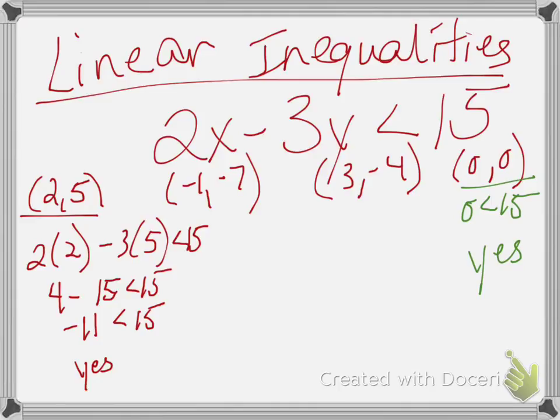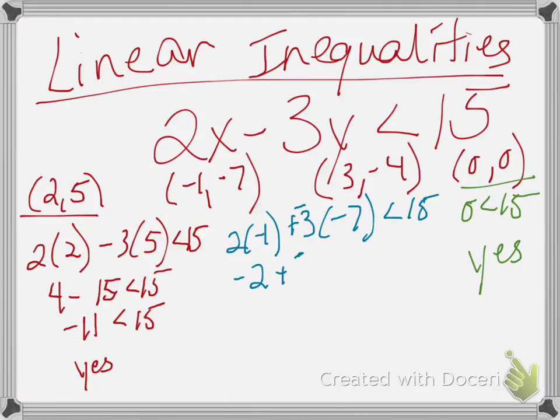All right, so now we have to do the middle two. So I've got 2 times negative 1 minus 3 times negative 7 is less than 15. So that's negative 2 minus, or plus. Well, we're going to go ahead and KCO. Whoa, I just messed up. It's positive 21. That one's wrong. It's not going to be correct. 19 less than 15, and that is not correct. So we got our answer. We got our culprit.